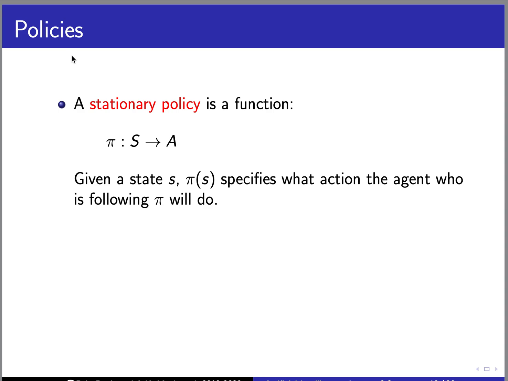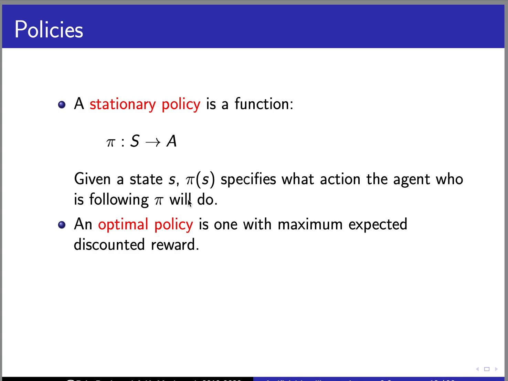So now we're going to have a policy. The other part we need here is a policy. Basically, it's the same definition as before, but now it's just a function of, given a state, what action should it do? So remember that the states were the parents of the decision nodes, the action nodes, and so a policy is just a function from states into actions. So given a state S, pi of S specifies what the agent who's following pi will do.